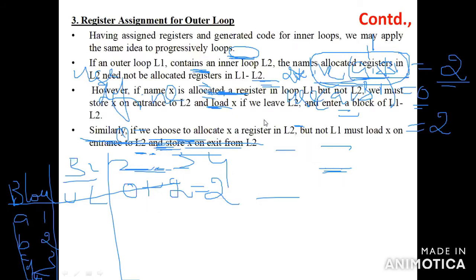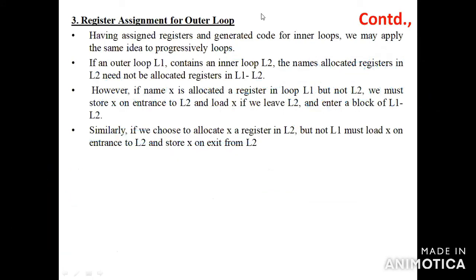What about the third one? The third one is register assignment for outer loop. So in the register assignment for outer loop, we are checking, you have to use the registers.